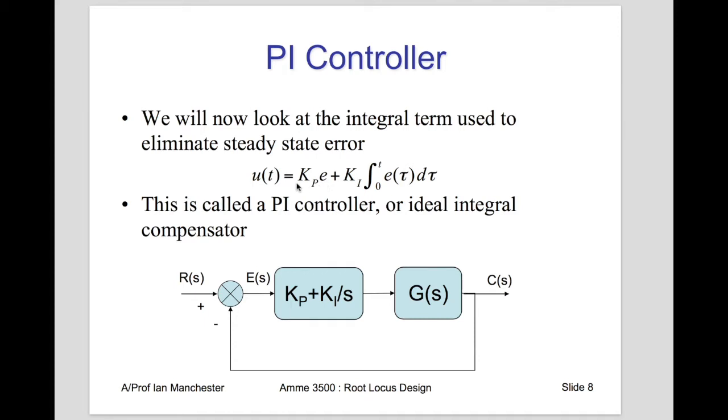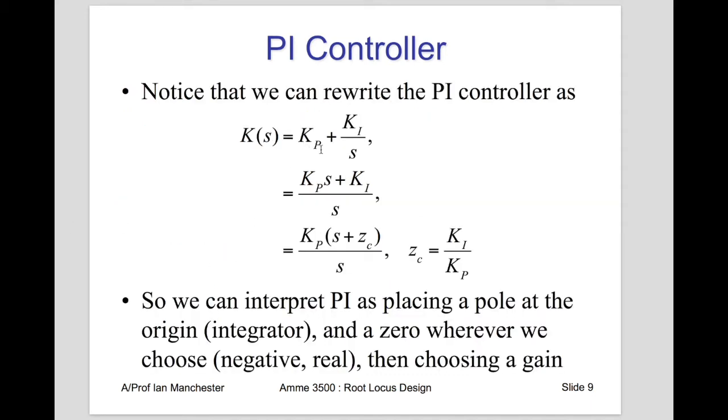And of course, the transfer function here is just Kp plus Ki over S, where 1 on S represents the integrator. So the first thing I want to notice is, if we look at this Kp plus Ki over S, we can rewrite this by putting these two terms over a common denominator. We've got Kp S plus Ki over S. And then we can factor out the Kp, so we've got Kp times S plus Zc over S, where Zc equals Ki over Kp. And so there's going to be a 0 at, well, when does this go to 0? When S equals minus Zc.